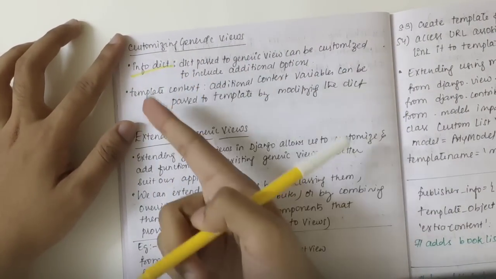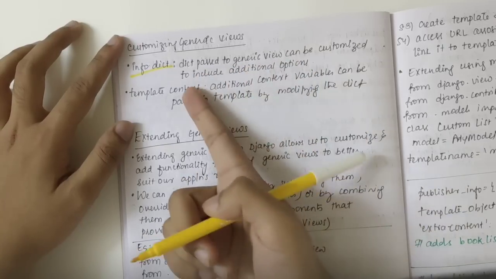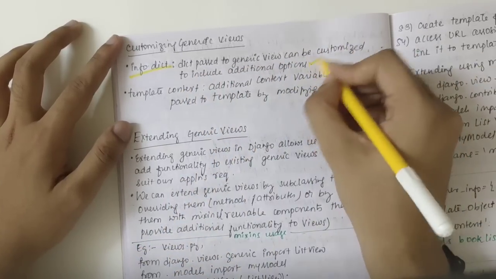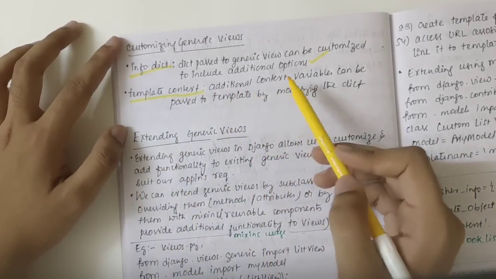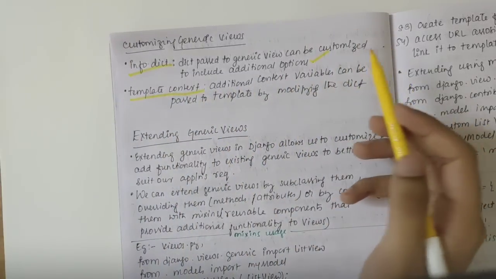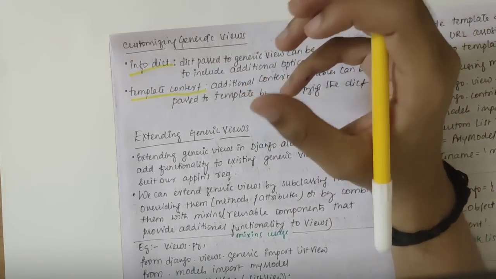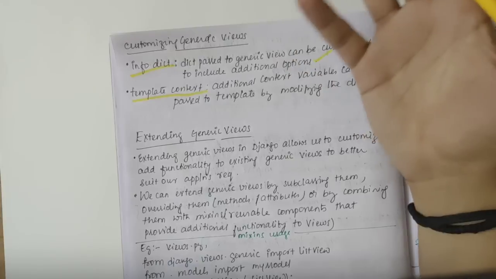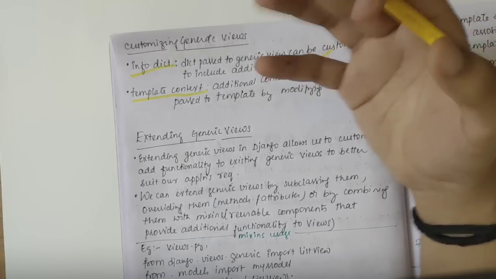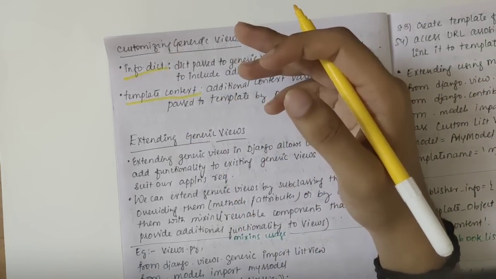So we can customize using the information dictionary. That is, the dictionary passed to a generic view can be customized to include additional options. Along with that we have template context. That is, additional context variables can be passed to the template by modifying the dictionary. So by changing the values in the dictionary, you can specify or provide additional contents to the variables passed through the template. Okay, so these were two points about customizing the generic views.